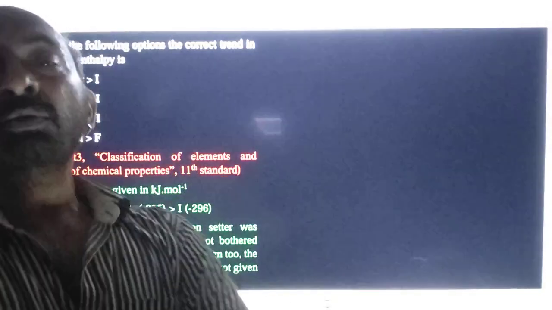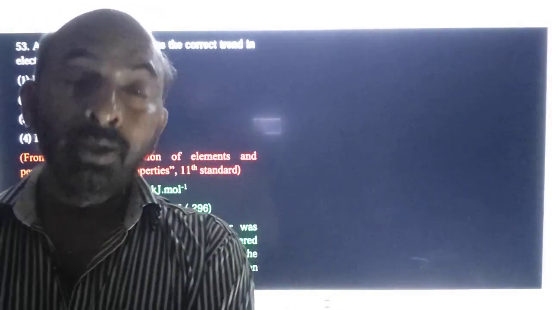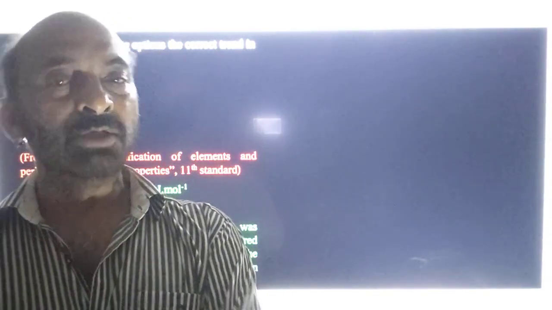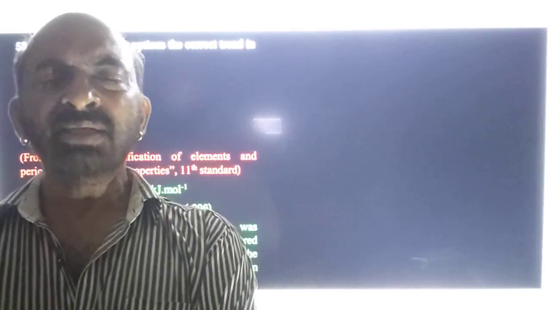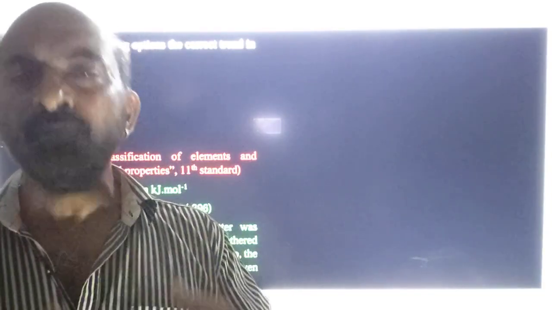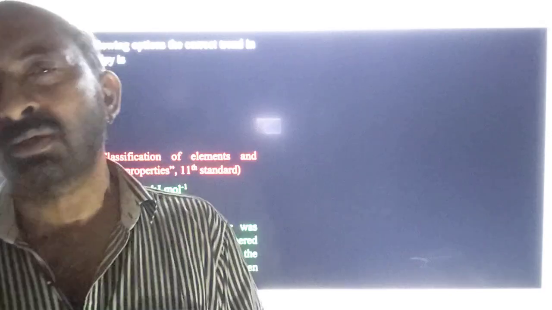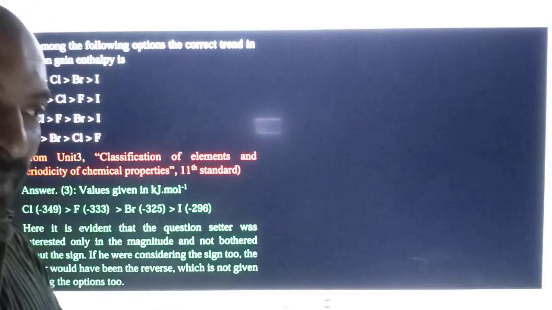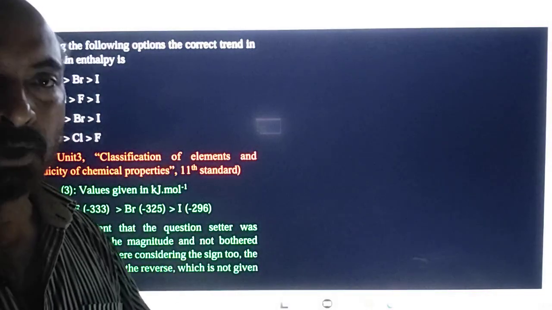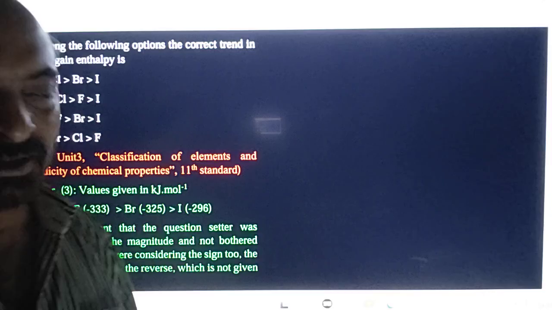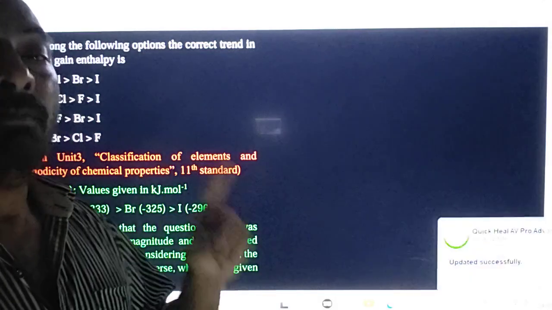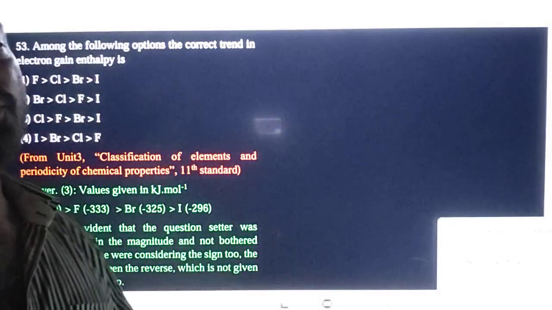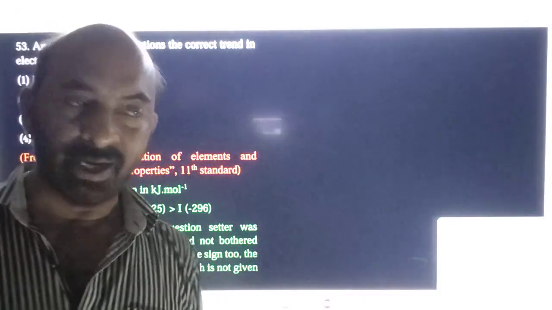This is because, as we know, in the case of fluorine, the incoming electron is slightly repelled by the tight electron cloud of the small fluorine atom. As a result, the energy released by fluorine during the capture of an electron is slightly lesser. For that reason, electron gain enthalpy, which is the enthalpy change during capture of an electron by an isolated gaseous atom, is maximum for chlorine, then for fluorine, then for bromine, then for iodine.